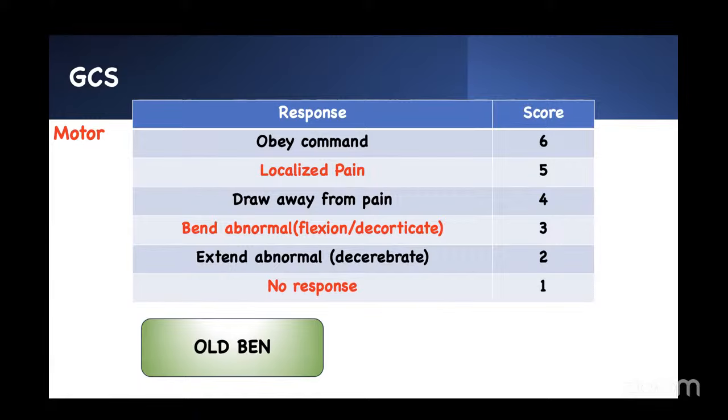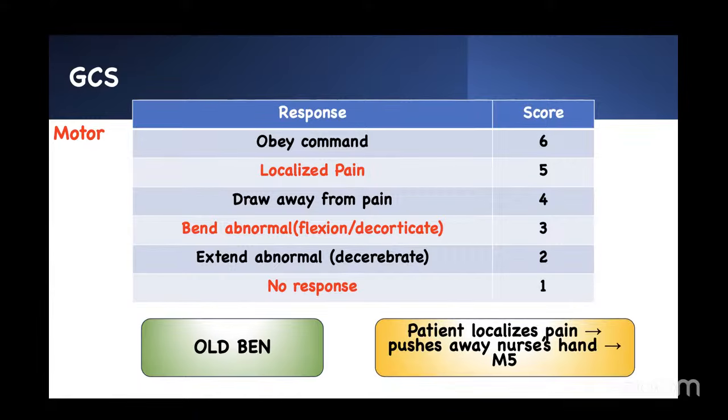When you flex, that means you bend towards that pain. I will explain to you later how this is very important. There's a question, I don't want to give it away. You get 3. And when you extend, you get 2. If you don't make any motor response, you get 1. For example, a patient localized pain by pushing away the nurse's hand is a form of what? M5. So these are the generalized buzzwords, acronyms, mnemonics you can use to remember them.